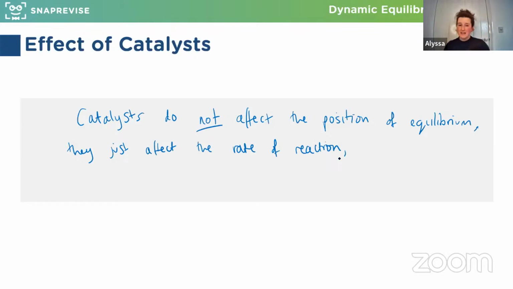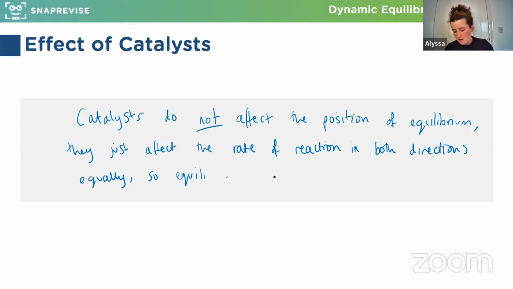And so if you add a catalyst to a dynamic equilibrium, to a reaction, the dynamic equilibrium will be reached faster because the forwards and backwards reactions will occur faster. So it just affects the rate of reaction in both directions equally. So equilibrium is reached faster, but the position is not affected.